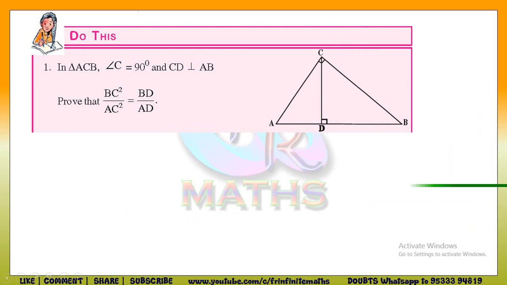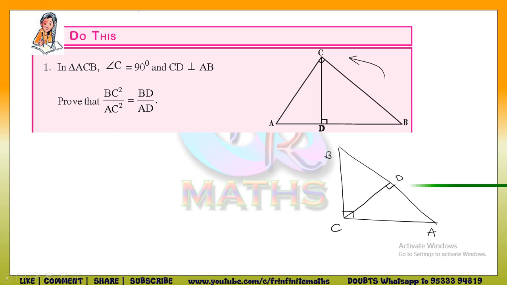So do this problem. In triangle ACB, angle C is equal to 90 degrees and CD is perpendicular to AB. Then prove that BC square by AC square is equal to BD by AD. Now if you have this figure in this particular way, you might get confused. So that's why I am going to draw the figure once again. Now this angle is C and this is my A and this is my B. So I have rotated this figure in this particular manner. Then from C onto AB I have dropped a perpendicular D.